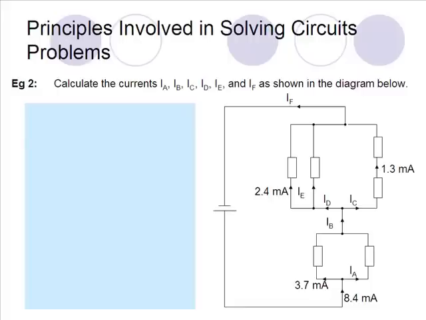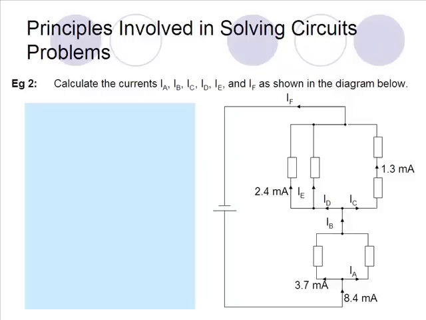Number 2. Calculate the currents IA, IB, IC, ID, IE, and IF in the diagram. Very complicated looking, right? But actually it's not that tough. Just start from the beginning, then you can work forward. So let's look at this diagram here.